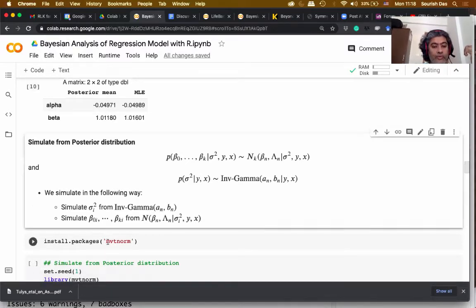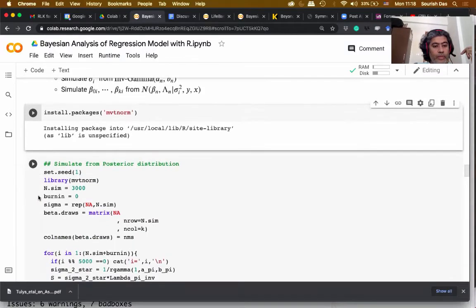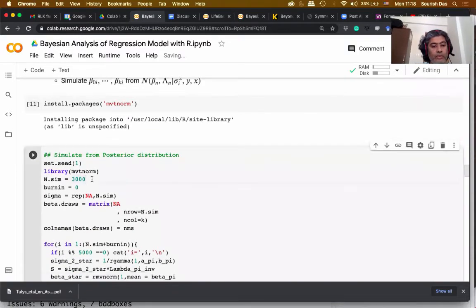So for that, I have to install this MVT norm package, which will help me to simulate from a k-variate normal. Okay. All right. Let me explain a little bit, go slow here.